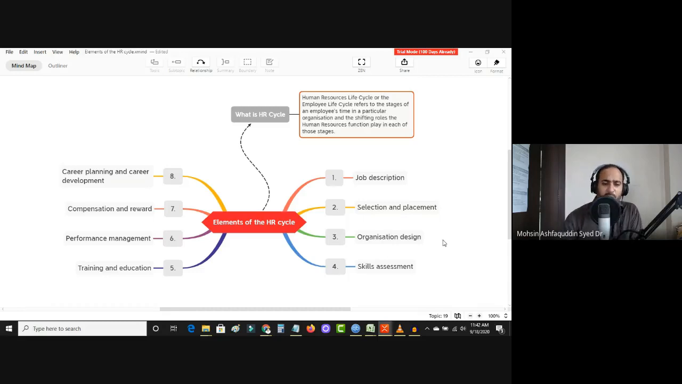After that, the 6th point was performance management. Once the employee is given training, his appraisal is done. The performance of that employee is reflected. On that basis, the compensation and reward, the incentives, bonus, promotion, everything is planned. So this is entirely called career planning and career development.